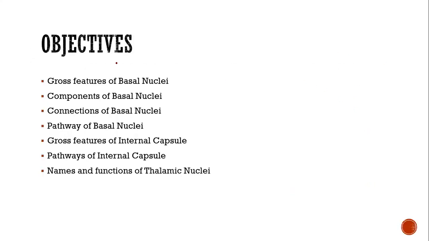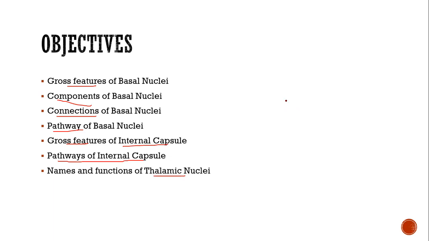First, we're going to talk about the basal nuclei, the gross features of it, and the components of the basal nuclei. We're going to talk about the connections and the pathways. Then we'll shift to the internal capsule. We're going to talk about the gross features of the internal capsule and the pathways running through it. And then we'll need to know the names and the function of the thalamic nuclei, which is important for your exam.